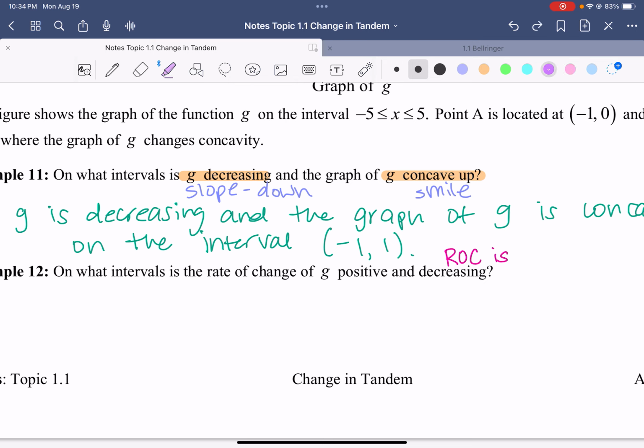You can't really see that highlighter. The rate of change of g is positive, and at the same time, the rate of change is decreasing. Okay? When it says the rate of change of g is positive, that is talking about slope. That means it's going to go up because it's positive. When it says that the rate of change is decreasing, that's referring to concavity, meaning it's concave down and you should see a frowny face.